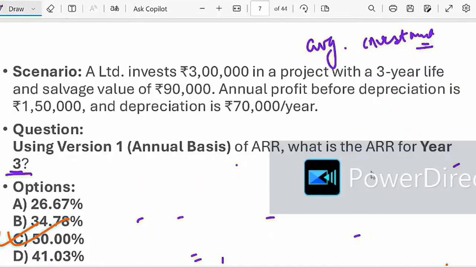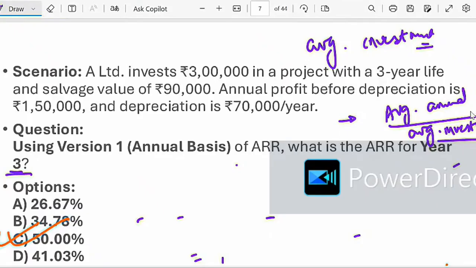The formula is very simple. To calculate ARR, in the numerator you will write the average annual profit, but in the denominator you will write the average investment. That is the difference. In the previous case, we just took the total investment, not the average investment. But since this is average investment basis, in the denominator you will take the average investment. Do you know how to find the average of anything? It is very simple to understand.